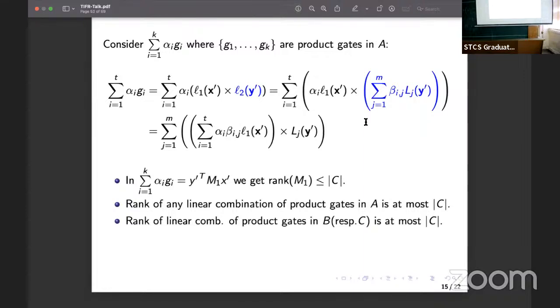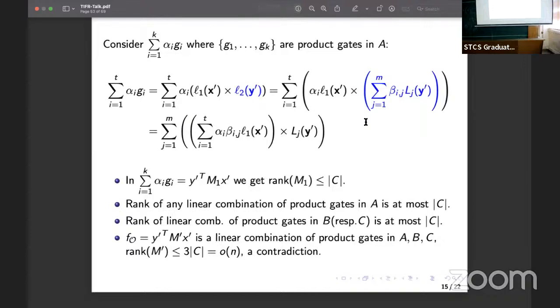So the rank of a linear combination of product gates in A is at most C, in B is at most C, and in C also is at most C, because C has an alternative C matrix. This is the math version of saying these things must have come through C. So if you look at the output bilinear form, it's a linear combination of product gates in A, B, and C because the original circuit was bilinear. So by subadditivity of rank, the rank of this matrix is at most 3 times the cardinality of C, and C will be little of n. So the rank of m prime is little of n, which is a contradiction.